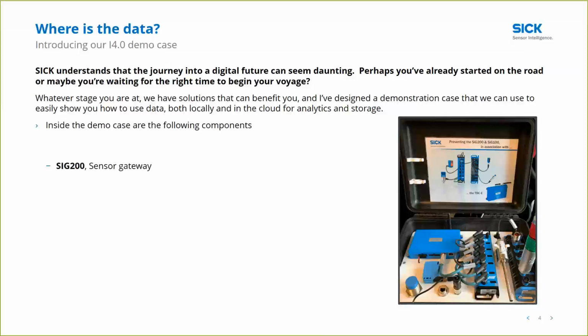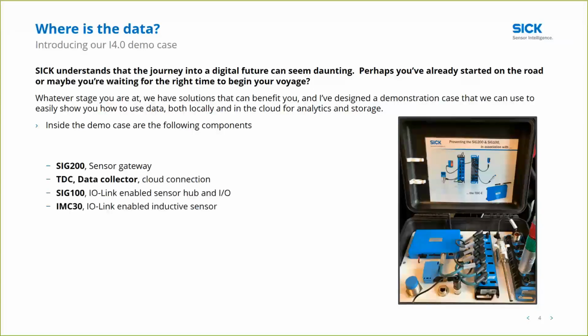So inside the demo case I'm going to be using to go through this, we've got a SIG200, which is our IO-Link master. We've got a SIG100 on the right-hand side. We've got something called the TDC, which is our telematic data collector. That's the large blue box. We've got an IMC30, which is an inductive sensor, one of our IO-Link enabled inductive sensors. FTS, which is a flow and temperature sensor, which is the device on the image with a long probe.